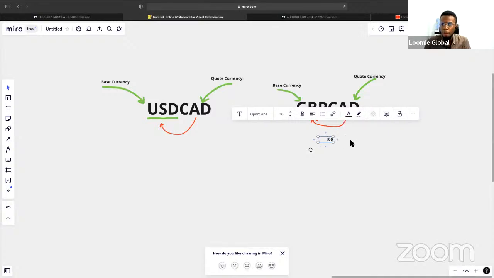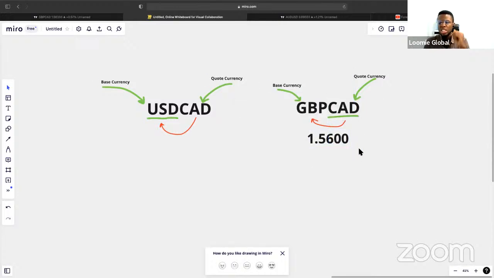So let's say this is the current price of GBP CAD. It means that you will need 1.56 Canadian dollars to buy 1 GBP, 1 pound. Do you understand? 1 English pound. You would need 1.56 Canadian dollars to buy 1 pound, right? And the same applies for USD CAD.